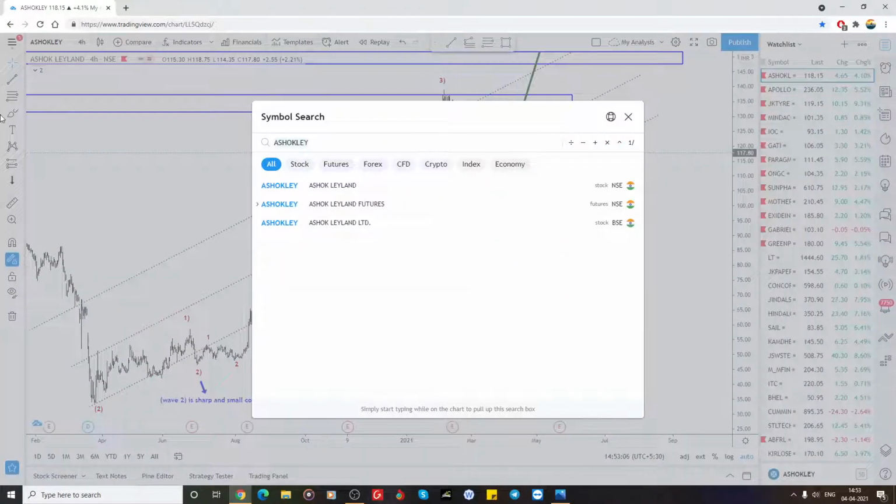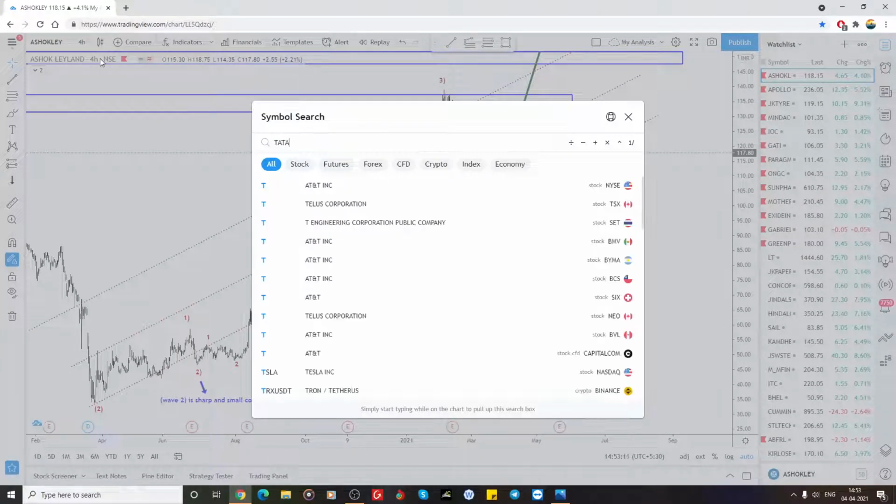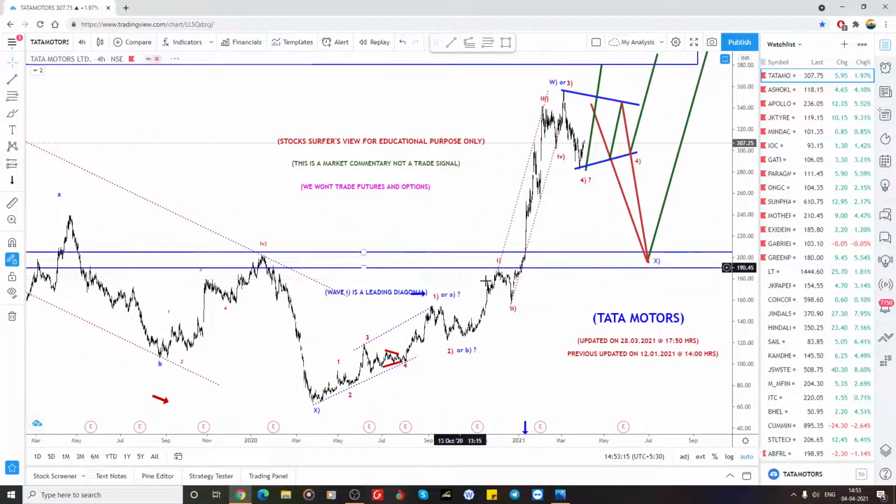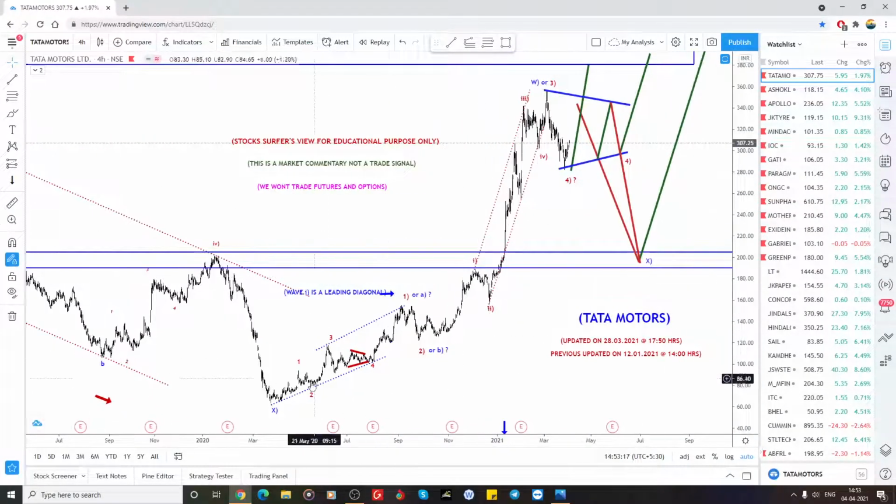So I'm looking only for that fifth wave. And here is one more, Tata Motors, same, no change here, and there's a B 1 2 3 4 5.